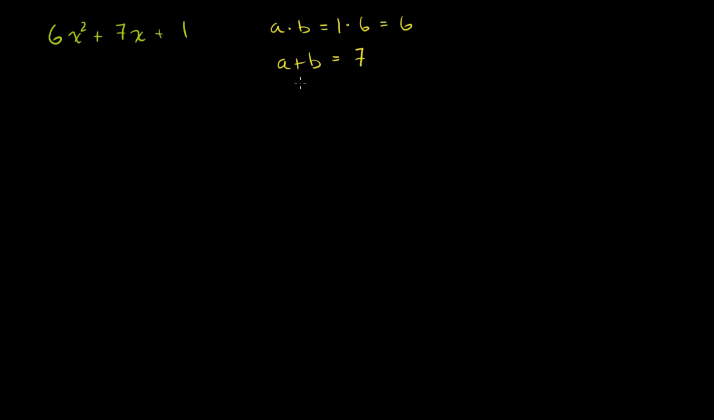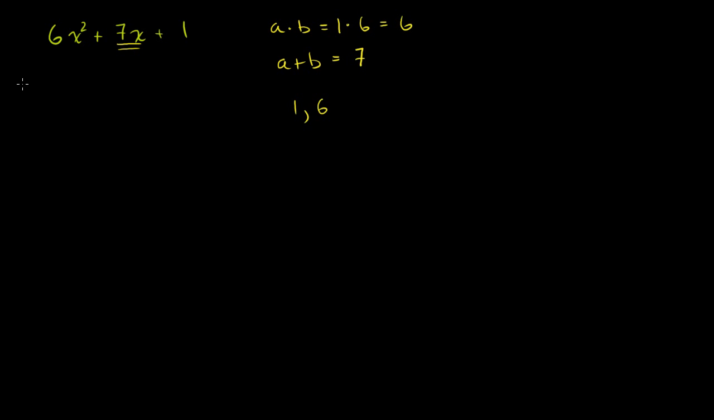This is a little bit more straightforward. Well, the obvious one is 1 and 6, right? 1 times 6 is 6. 1 plus 6 is 7. The numbers here are 1 and 6. Now, we want to split this into a 1x and a 6x. But we want to group it so it's on the side of something that it shares a factor with.